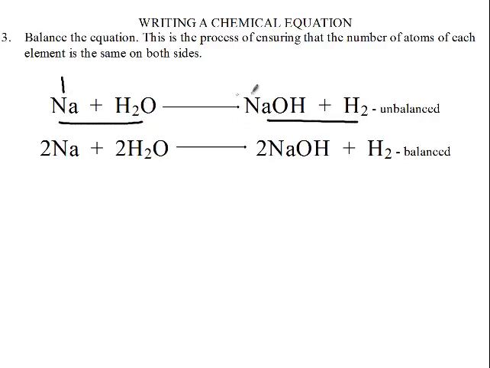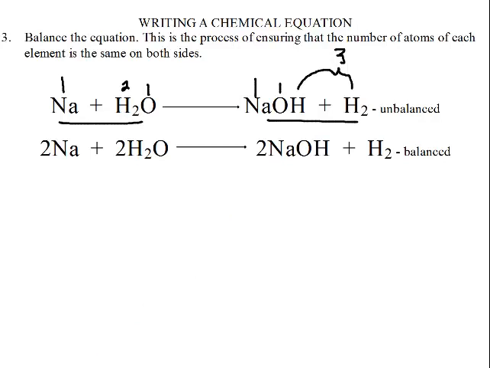Here we have one sodium atom, we have one sodium atom here. We have one oxygen atom, one oxygen atom. We have two hydrogen atoms here, but when you look over here, there are three hydrogen atoms because we have one here and then there are two over here, so three hydrogen atoms. That means the equation is unbalanced. But if you ensure that all the atoms are equal, that is when we say we have a balanced equation. That is what we are going to do in our next lesson.